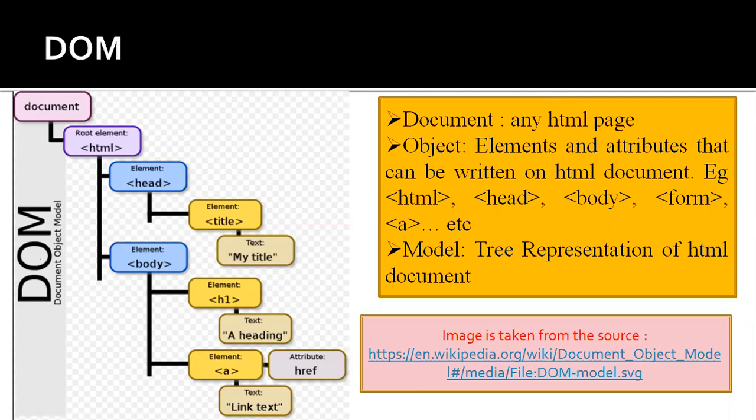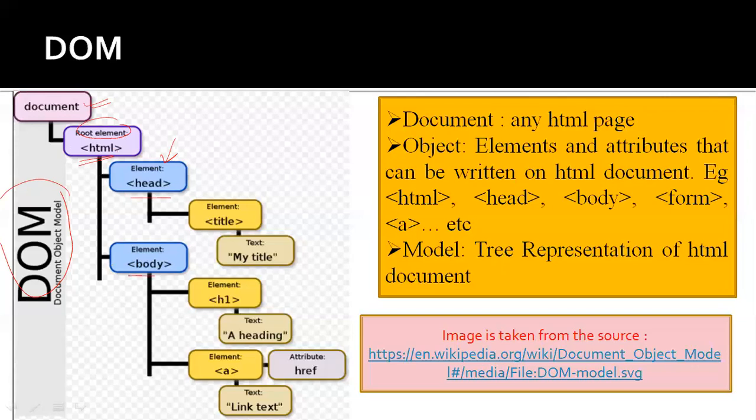As you can see here, this is the document object model. Here, document is the root node. Inside the document, the root element is the HTML. The next elements are the head section, or we can say head tag, and the body tag.